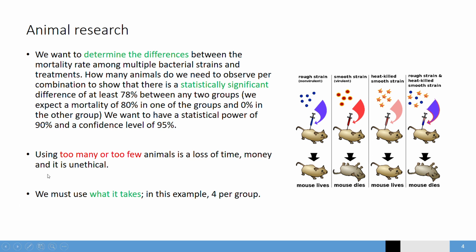So in this example, where we want to go from 80 to 0, you just need 4 animals per group. There is a technical detail, that 0% is not something that you can use in the calculation. What you actually mean is a very large drop. So we substitute 0 by 2%, so the gap is 78. But apart from this technical detail, the point is that you don't need to use too many.